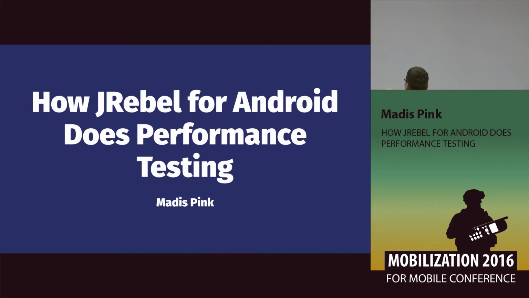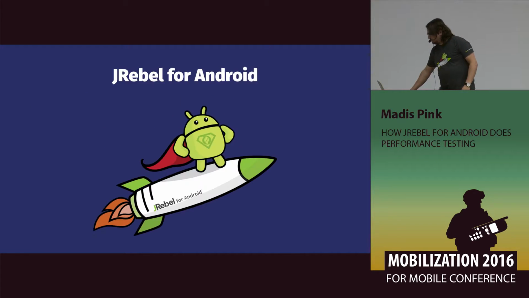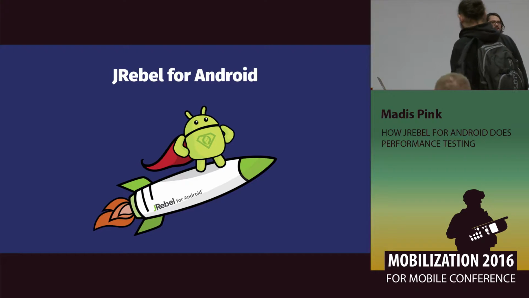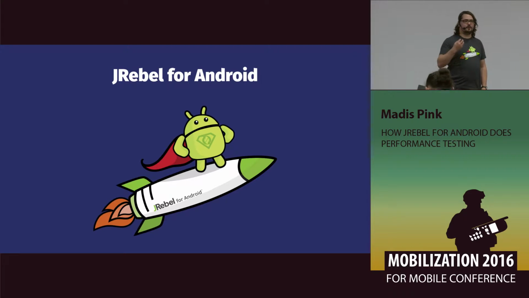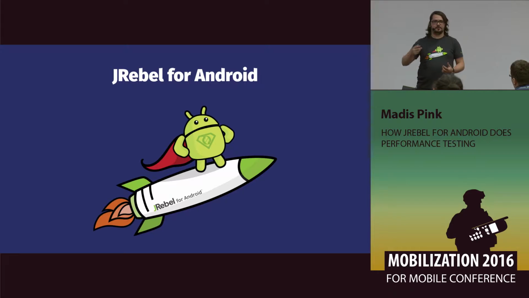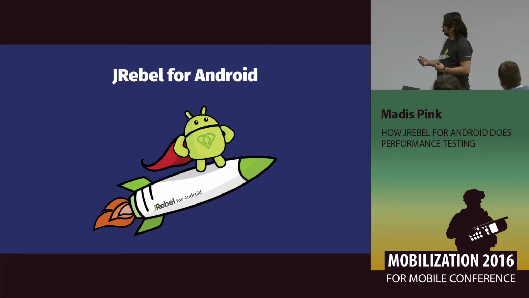And now I'm going to talk about how JRebel for Android does performance testing and performance regression testing in particular. If you don't know JRebel for Android, we are a build tool, an IDE plugin really, that you can install into Android Studio, and it will supercharge your development and make things faster. So for us, performance is paramount. It's the core feature of the product. And that's why we really need to do performance testing and performance regression testing in particular, so that the new version we ship out wouldn't end up being slower than the one before that.